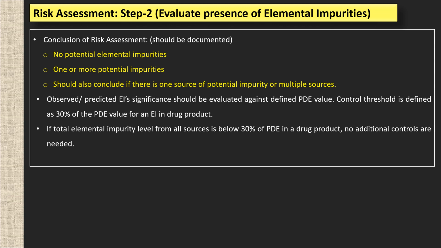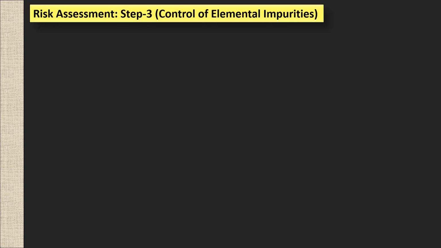If the total elemental impurity level from all sources is below 30% of the PDE for whatever sources, for example, we have seen the excipients and drug substance example in option 1. So if all the components, including all the components, the obtained value of elemental impurity is less than 30% of the PDE into the drug product, then no additional control measures are needed. However, if the risk assessment concludes that the obtained value is more than 30% in all the cases, then controls should be established. Which takes us to the step 3 of risk assessment, that is control of elemental impurities.